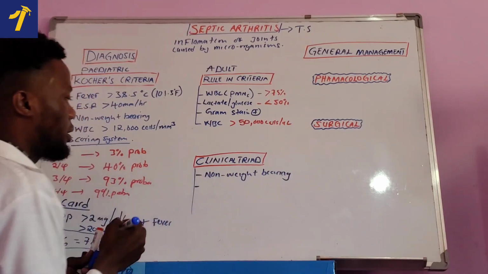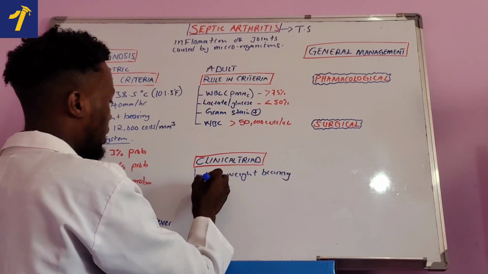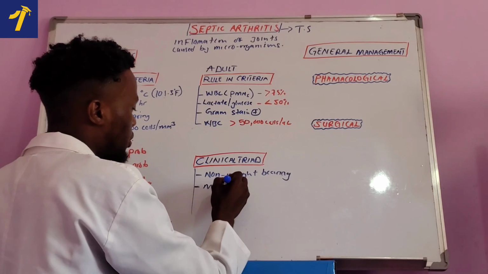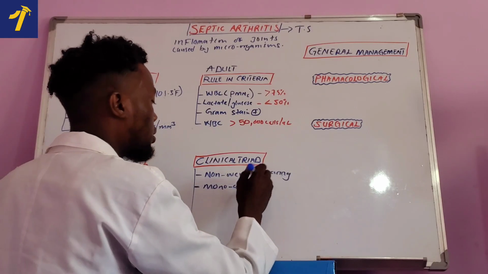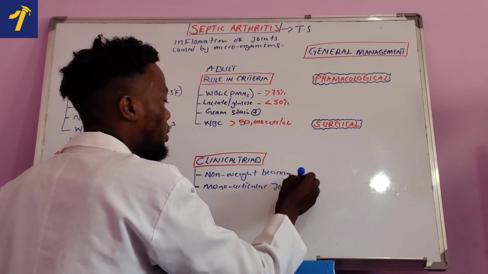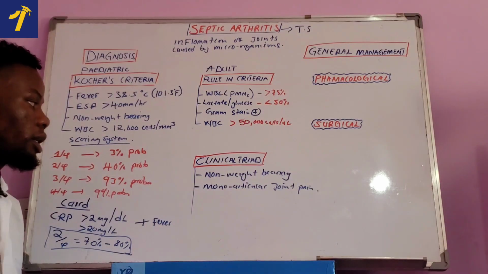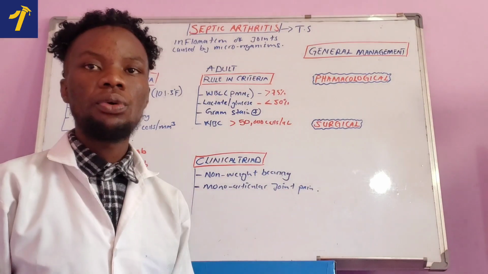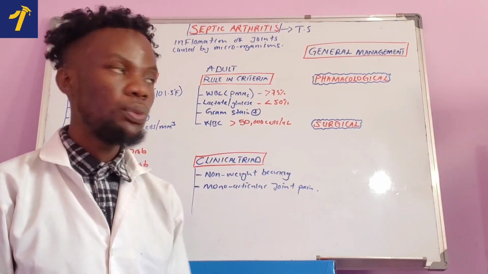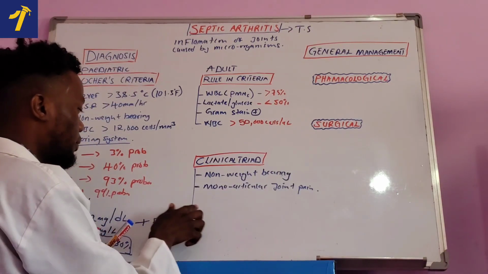Another one that you need to consider is joint pain, monoarticular joint tenderness or pain. Remember that septic arthritis is more like a monoarthritis. It's only affecting one joint. So if you see tenderness on just one joint, and we see non-weight bearing, as well as the last important factor, which is this one.